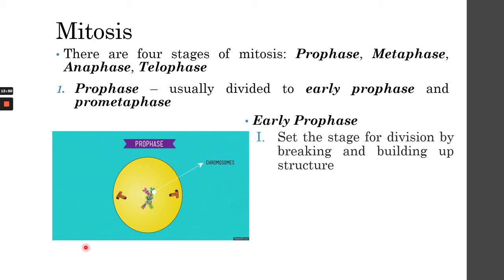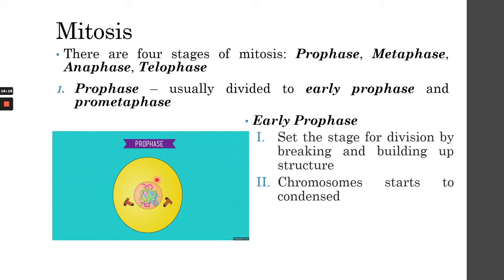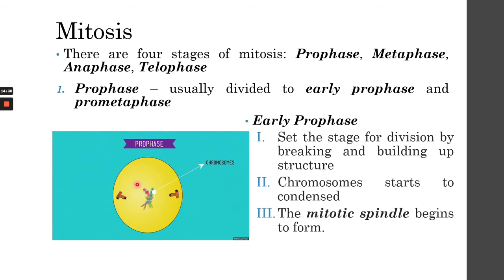What is happening is that it sets the stage for division by breaking up and building structures. As you can see here, it starts to break up unnecessary materials inside the cell, and it starts to build up structures that are very important for the division of the cell. Moreover, chromosomes start to condense. As you can see here, at the beginning the chromosomes are very stringy. And this DNA starts to condense to create chromosomes. And these chromosomes are two pairs stuck together, and we call them sister chromatids.